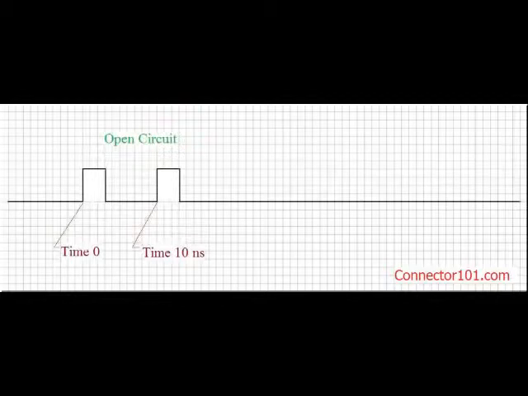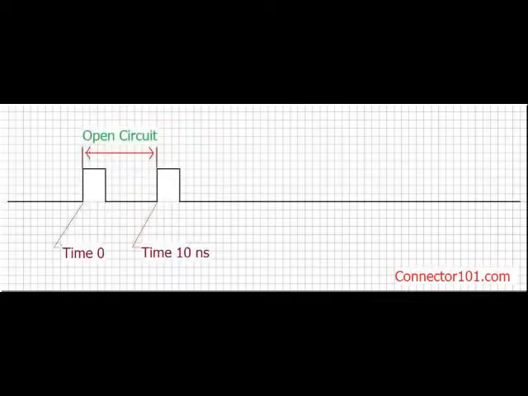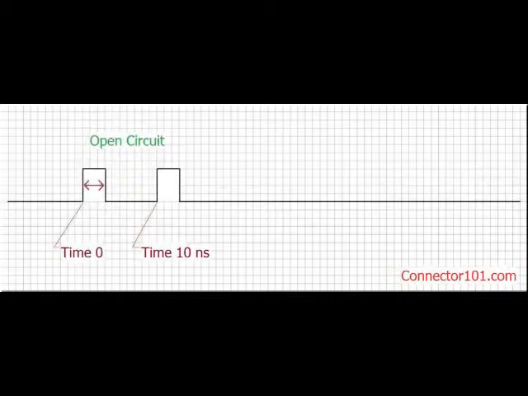Let's say we have a signal generator at one end of a cable and the other end is left open. At time 0, we send the incident pulse. The pulse travels down the line and gets reflected back at time 10 nanoseconds. If the time it takes the signal to travel to the end of the line and back is larger than the pulse width that was sent, you will be able to see two distinct pulses at your measurement point.